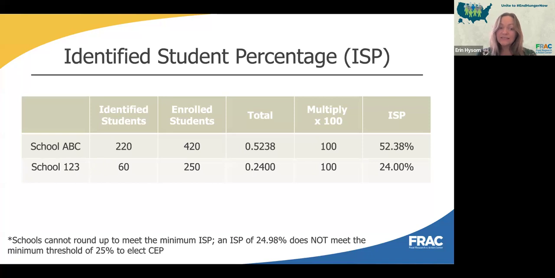School 123 has 60 identified students. These are the children that are automatically eligible for free school meals because they participate in another means-tested program. Their total enrollment is 250 students. 60 divided by 250 times 100 is 24%. School 123 cannot participate in CEP on its own. It is below that threshold. Schools are not allowed to round up to meet the minimum ISP. However, schools can be grouped together, and if the collective ISP, identified student percentage, is greater than 25%, then they may be able to participate.